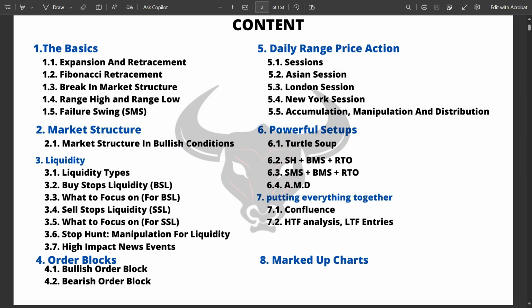First, it introduces the basic concepts of market structure. It examines important liquidity areas, order blocks, daily range price action, and the powerful setups taught through the ICT method. Some of the best setups are presented here, and in the end, when you put all these concepts together, you'll get a comprehensive, precise, and even excellent conclusion. By integrating what you've learned, you can make great trades. At the end of the book, there are also a few examples and charts, so you can see how the setups worked in practice. Alright, let's get started.